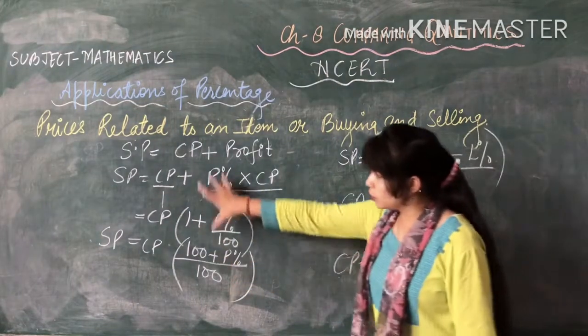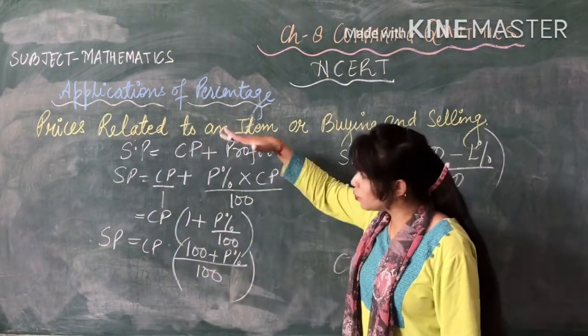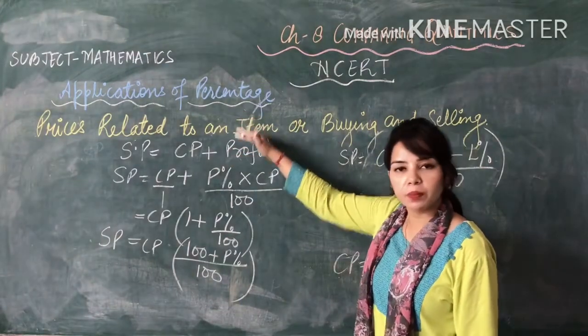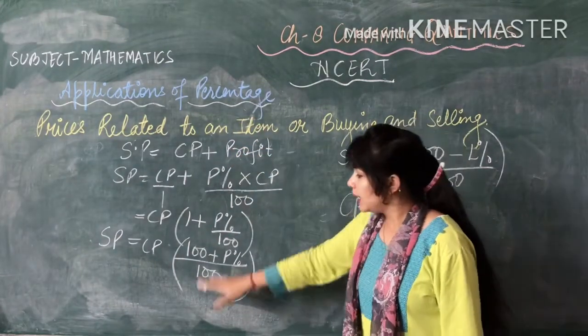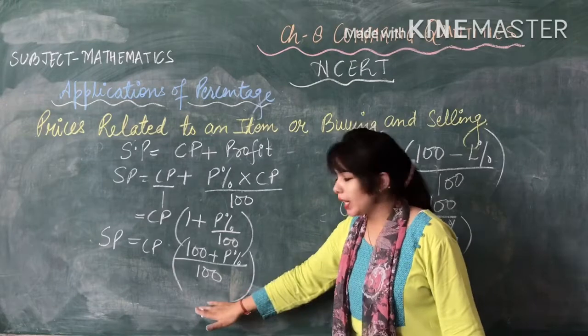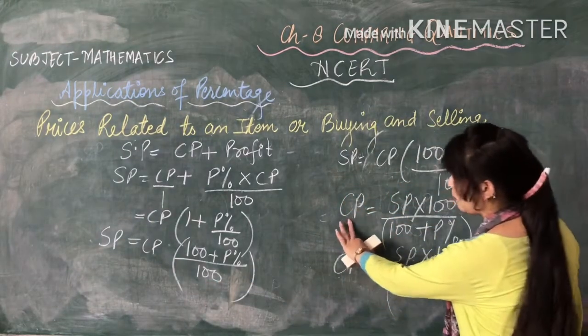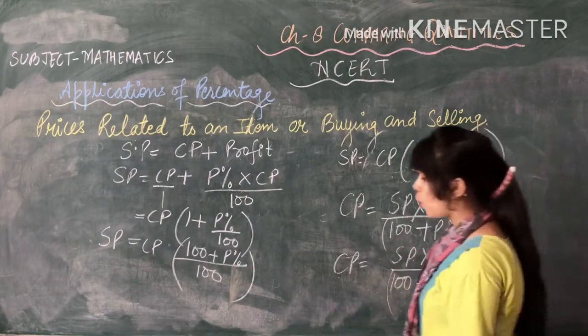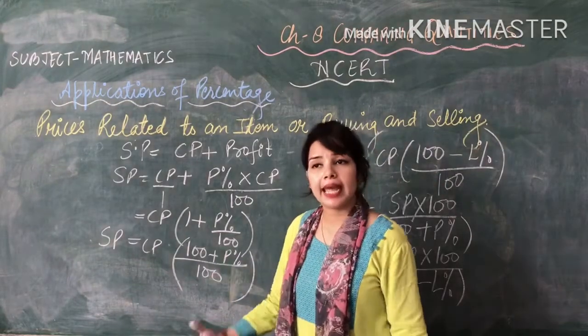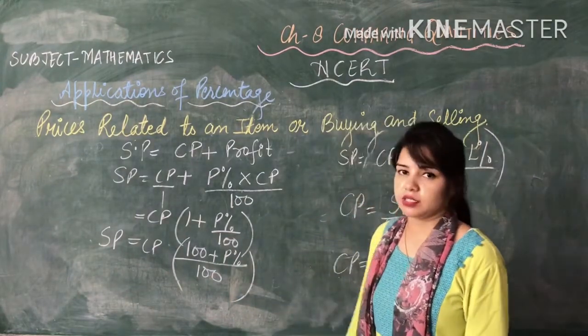If you have learned, you know how to derive it. First of all, you must know how to derive it, and you can practice it once again. After deriving this formula, you can change it for anything. Like if you want to find CP or the profit percent, anything, you can calculate it.